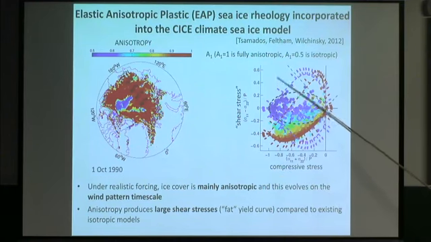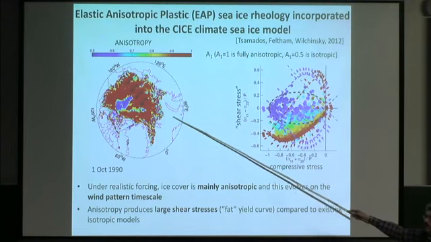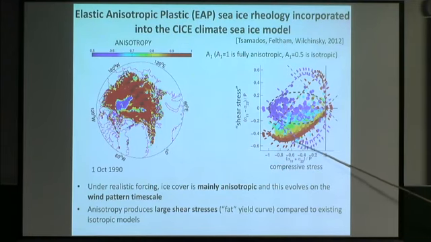And this plot shows the shear stress and the compressive stress. And we find that the anisotropic cases, the red dots, typically have large shear stresses compared to the isotropic points. In the background you can see a black ellipse. Okay? That is what would correspond to Hibler's plastic yield curve. So we typically find stresses which are much greater shear stresses than using this elliptical yield curve.